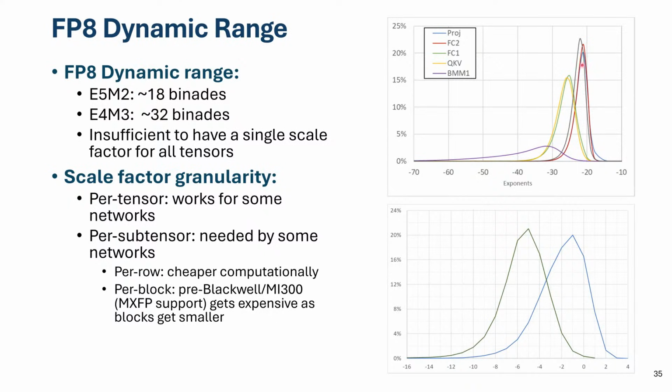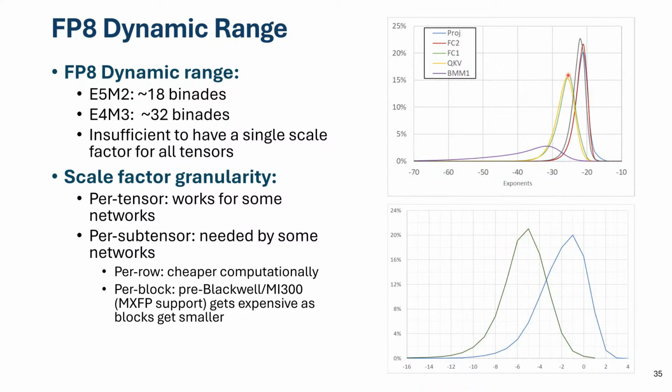And there's a quick illustration of that here. This, again, is the same type of histogram, but for different operations that produce those values. So there's projection, that's the linear layer right after attention. There's up projection, down projection in the FFN, QKV projection, and one of the batch matrix multiplies inside the attention. And so you can see that they have quite different dynamic range needs. Like in purple, this actually has quite a wide dynamic range that it needs, right?